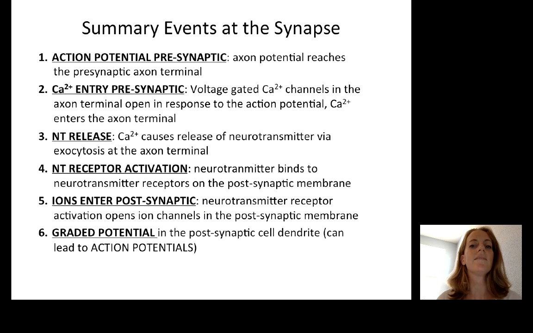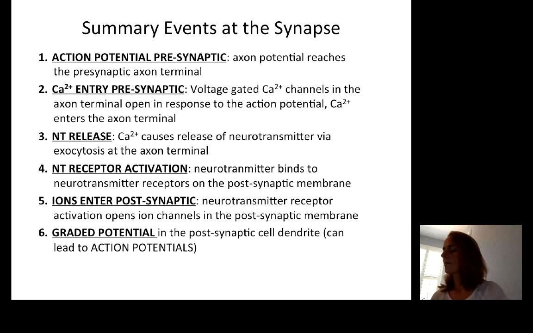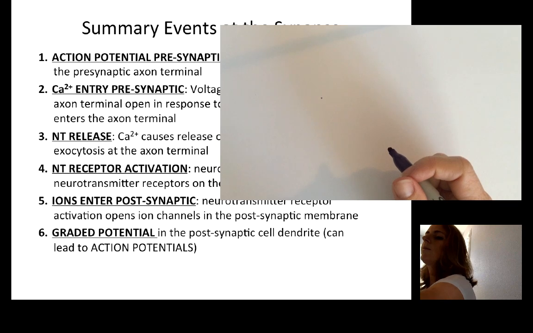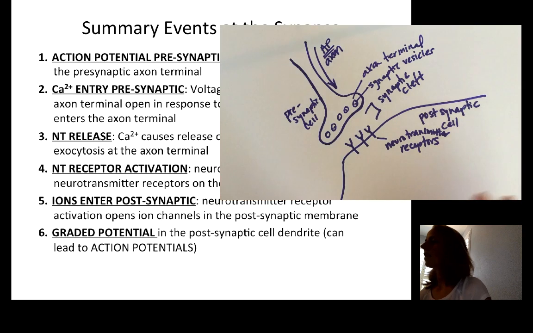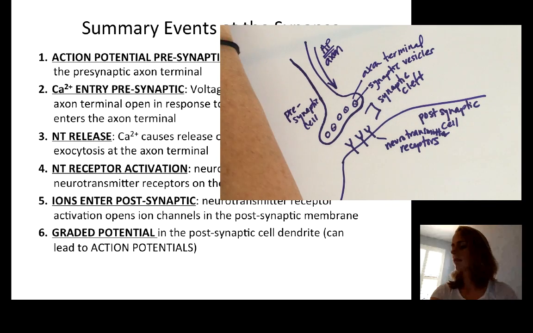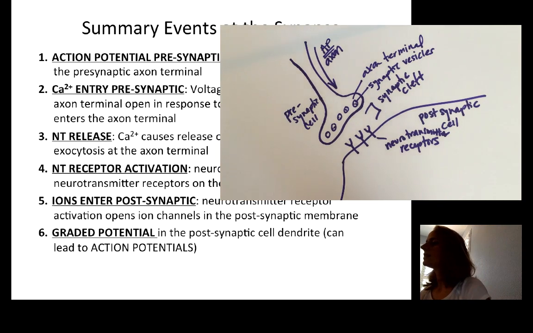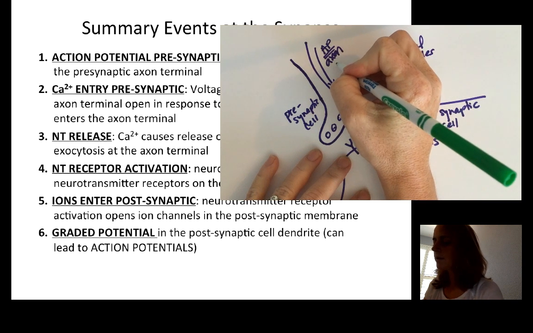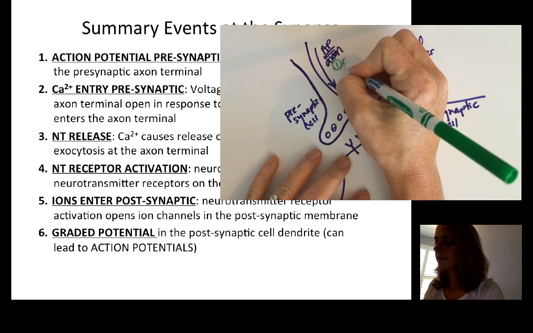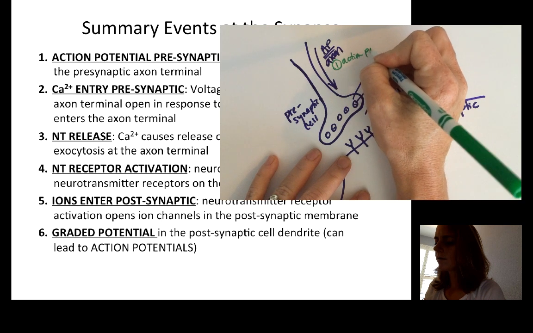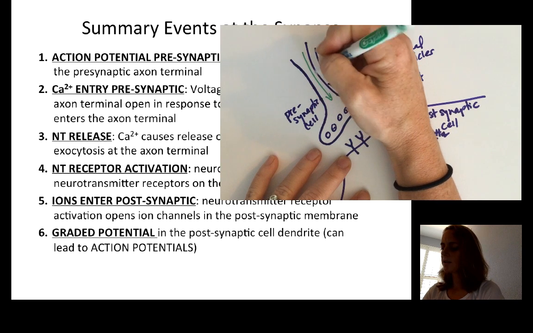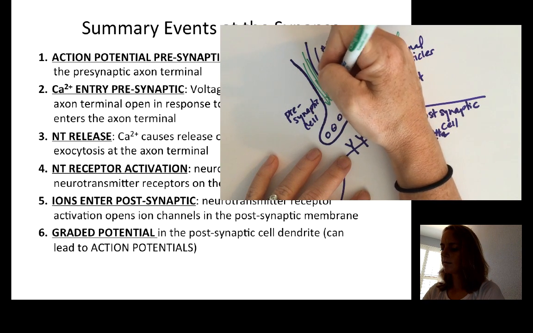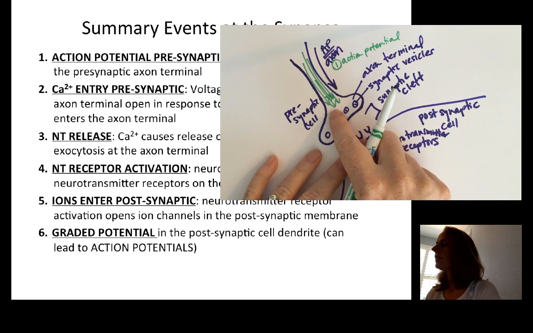So if we summarize these events, let's draw them out and make sure you understand what's happening, okay? We are actually going to just go back to our previous drawing, so we don't have to draw everything again, and I'm just going to use another color to show you the different steps. So step 1 is that we have an action potential traveling down into the axon terminal.